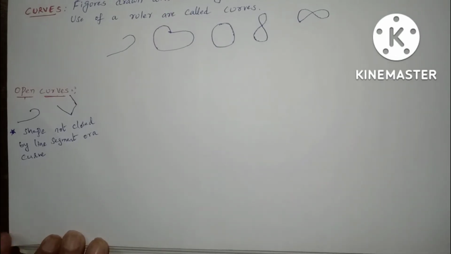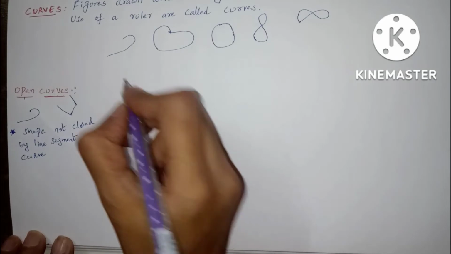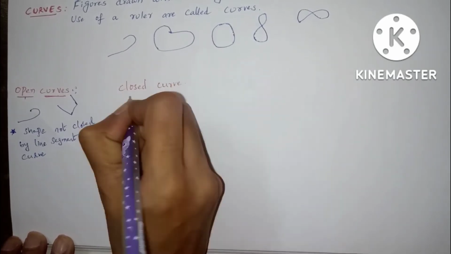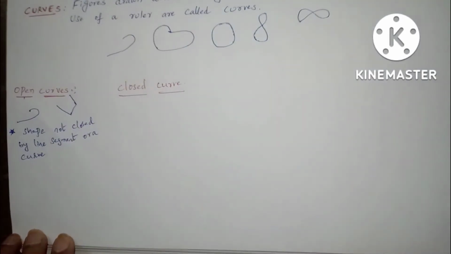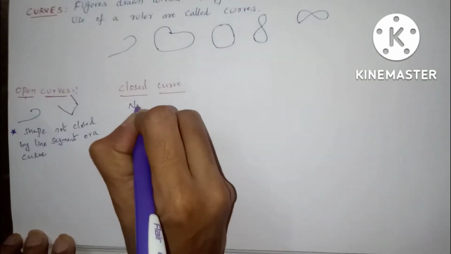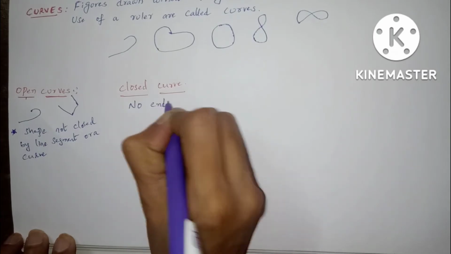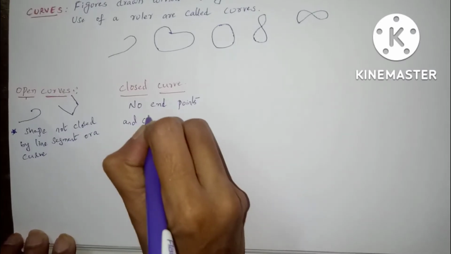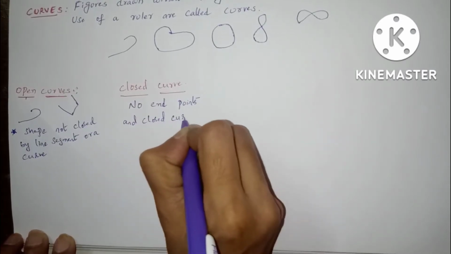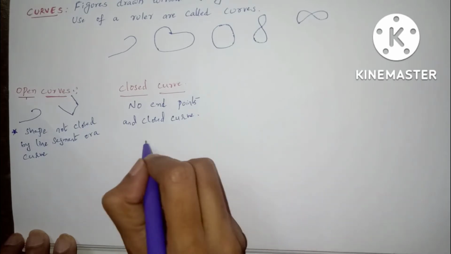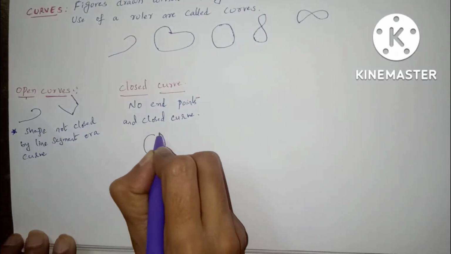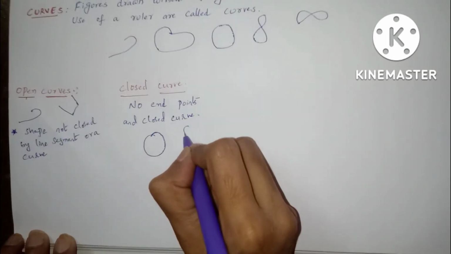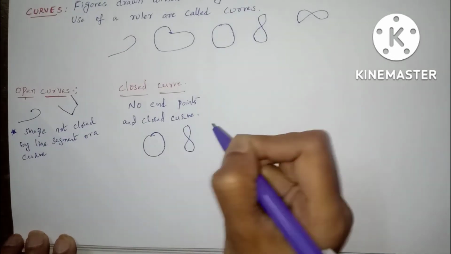Then the second type, closed curve. The name indicates that the figure is a closed curve. In the sense that there is no end point. A curve which has no end point is a closed curve. Suppose you take a circle, a circle is a closed curve. And if you take this figure, it is also a closed curve.